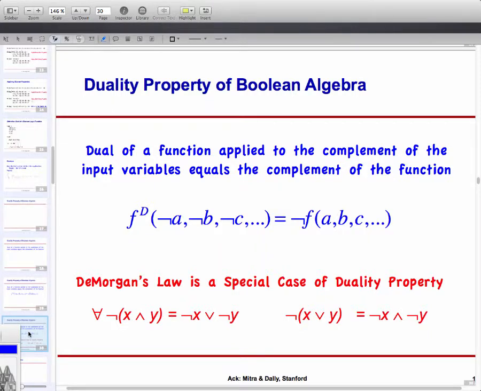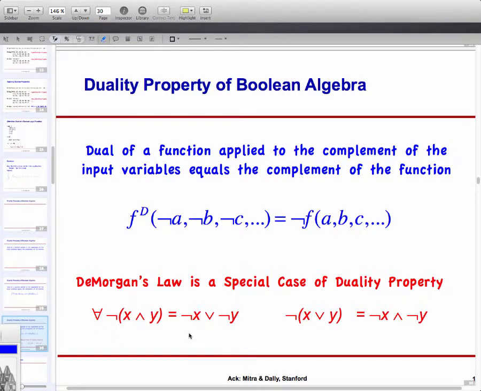DeMorgan's thing is just a special case of it. In DeMorgan stuff, we are basically saying, so firstly, let's take x and y. Let's say my function was x and y. The dual of this function is x or y. The dual of that function applied over x and y inverted is this, not x or not y. And what our duality theorem says is that this is going to equal my original function with a negation in the front. That's exactly what DeMorgan's theorem said.